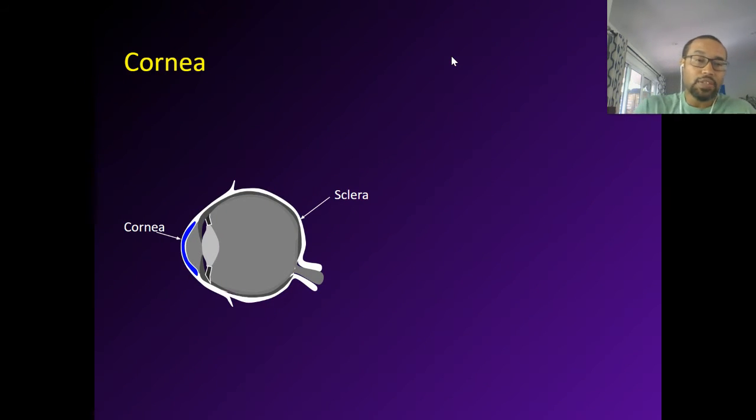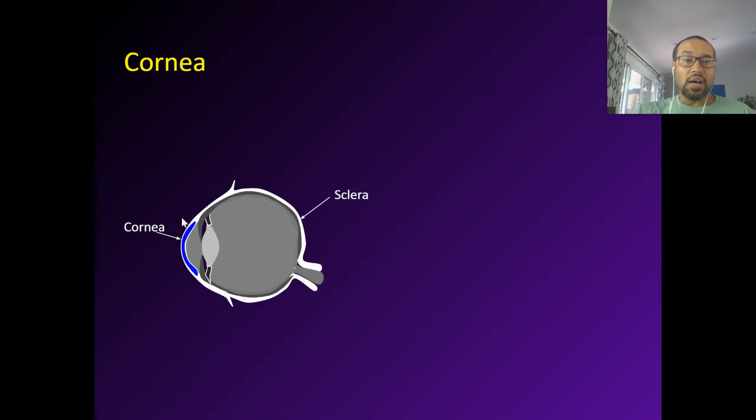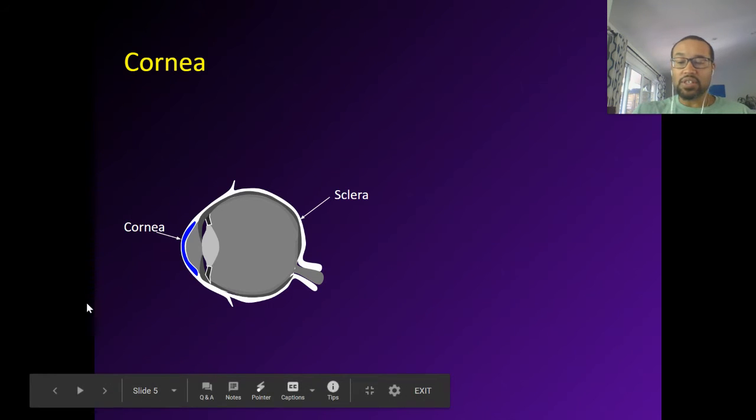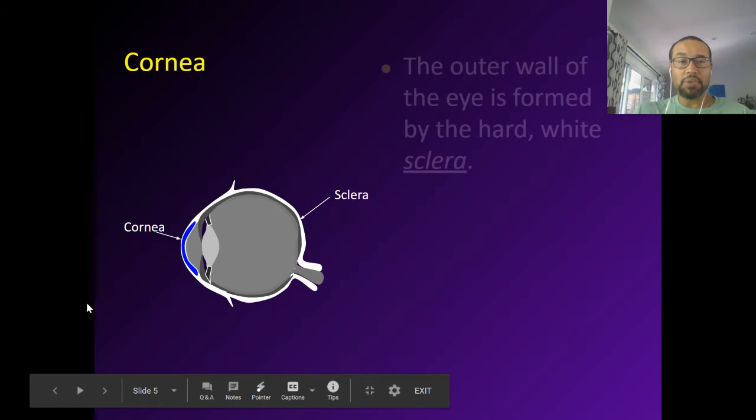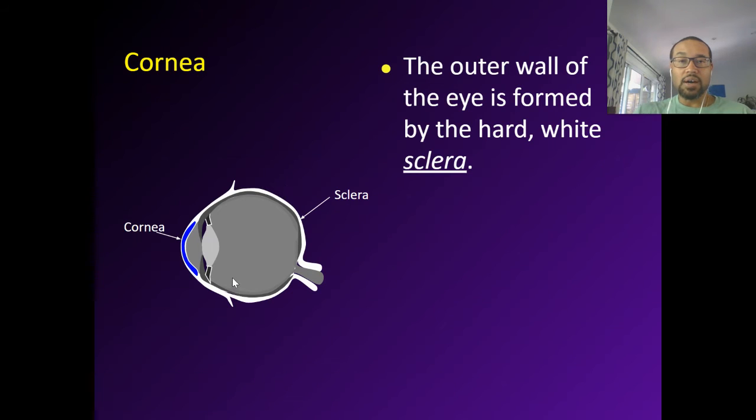All right, let's talk a little bit about the cornea. So, the cornea is this transparent part at the front. You can see how it's shaped in that convex style that's going to converge light rays, cause them to bend. So the outer wall of the eye, this hard white part, the whites of your eyes, that's the sclera. So that's that tough outer portion.